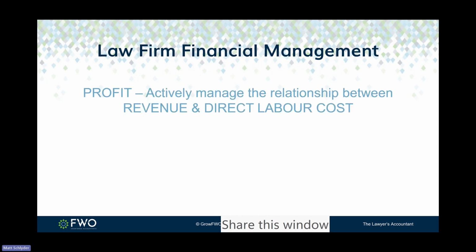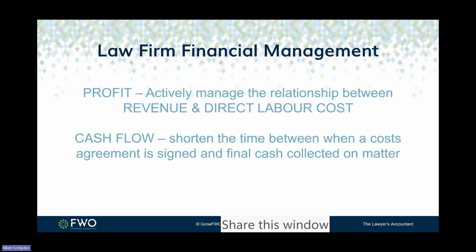Okay, so as I mentioned before, the two key components of financial management for a law firm are to focus on profit and cash flow, as is the case with any business. Now, when we look at profit, what you need to actively manage is the relationship between the revenue that you generate, so your professional fees, and your direct labor costs. So that's the labor costs that you incur to generate that revenue. And we're talking there about yourselves as principals, yourselves as solicitors, legal support people, and so on. And that relationship between those two items is what I see in most firms as the biggest reason for challenges around cash flow.